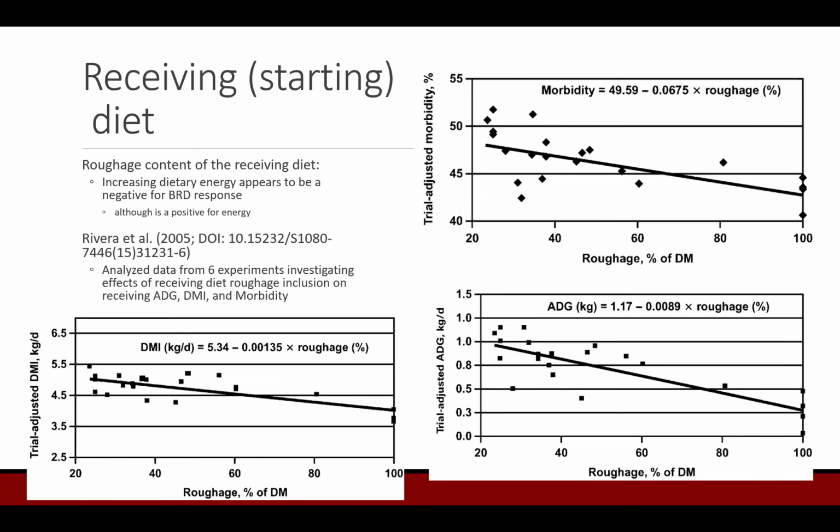So by increasing the roughage content of our receiving diet, we're going to reduce morbidity, so reduce incidence of BRD. That sounds like a great thing. Why aren't we feeding only 100% roughage diets to receiving cattle? Exactly. Any incremental benefit from reducing morbidity, and subsequently mortality, will be offset by lower rates of gain, even during a 28-day receiving period.